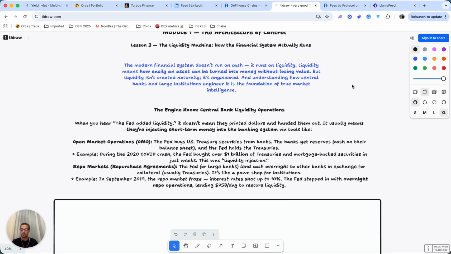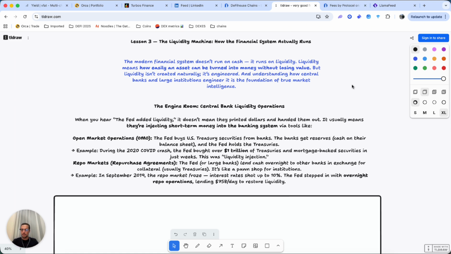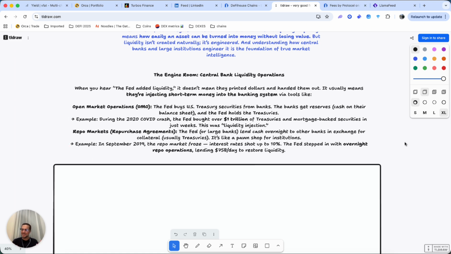For example, during the 2020 COVID crash, among all of the markets, the Fed bought over $1 trillion worth of treasuries and mortgage-backed securities in just weeks. So this was the liquidity injection, right? It's not a physical thing. It's just pretty much a digitalized version of giving money into the system, into the pile, so to speak.